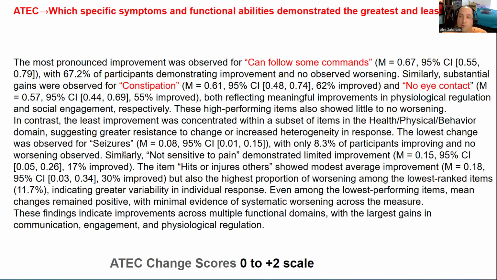So here's just some verbiage talking about some of those most meaningful things, right? Most pronounced improvement was observed for can follow some commands. Basically, with that mean improvement score of 0.67, where 1 would be the maximum. Confidence interval 0.55 to 0.79. Constipation was another one that was quite significant. Mean score 0.61, where 1 is the maximum. Confidence interval of 0.48 to 0.74. And then no eye contact. Confidence interval 0.44 to 0.69 with the mean at 0.57.